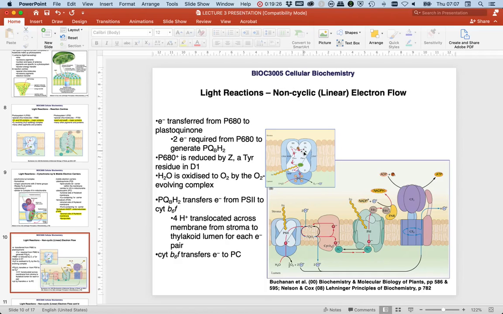Where does Z get its electrons to be re-reduced? They come from the oxidation of water. So remember, photosystem 2 is where the water splitting complex is found. Okay? So water is split, electrons are given up, those electrons are acquired by Z. Okay? And notice that, of course, when water gets split, protons are released. So we've got protons building up in the thylakoid lumen.